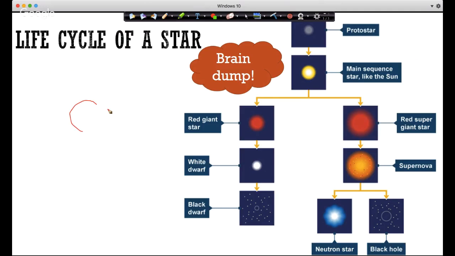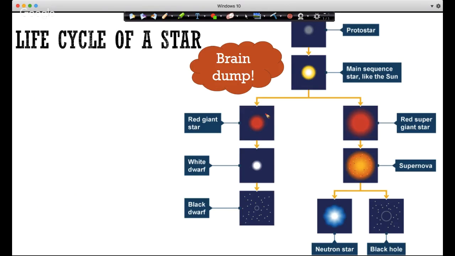So if I draw our star there, you've got the outward force, or pressure, from fusion, and you've got the inward force of gravity. Now, if the star is staying the same size, it's not changing size, the forces must be balanced. If the star is expanding, the outward forces must be bigger. If the star is contracting, the inward forces must be bigger. So our stages are here.